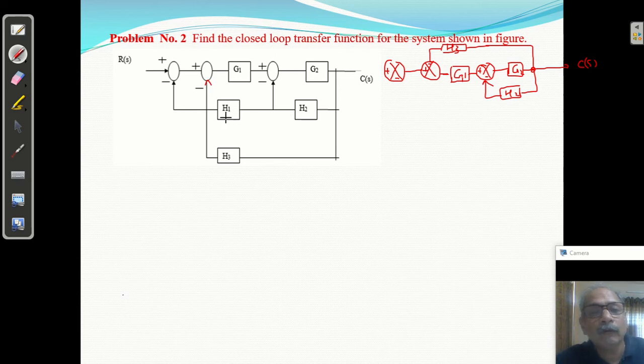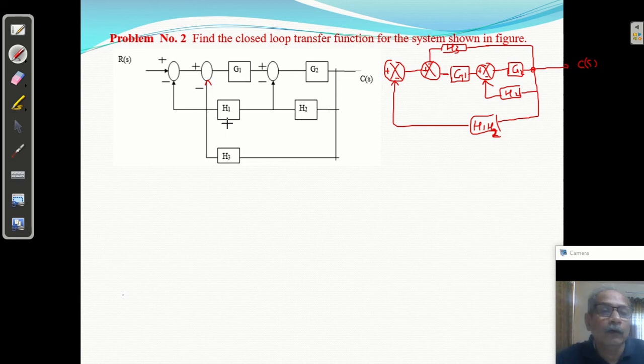Now what is the feedback for this, from here only? For this point the feedback from here was showing H1. It is not H1, the feedback is H1 into H2. For this it is H1 into H2. I have simplified, I didn't do anything else, but the feedback for this is H1 into H2. For this it is only H2. Now this is the problem I have simplified.